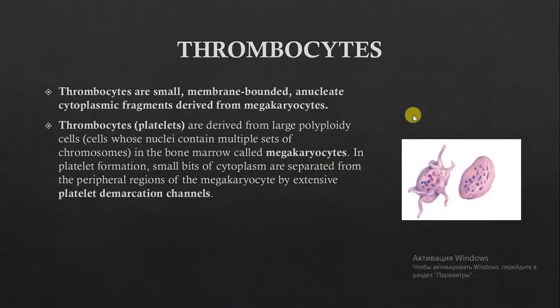And finally, let's talk about thrombocytes. Thrombocytes are actually not cells. They are fragments of cells. They are composed of cytoplasm. They are produced in bone marrow from the cell which is known as the megakaryocyte. The megakaryocyte is a huge cell, so later we'll discuss it.